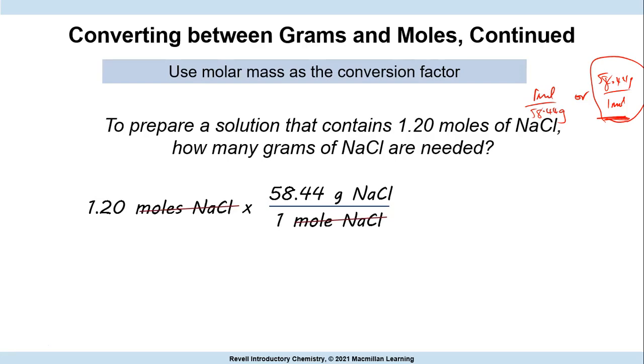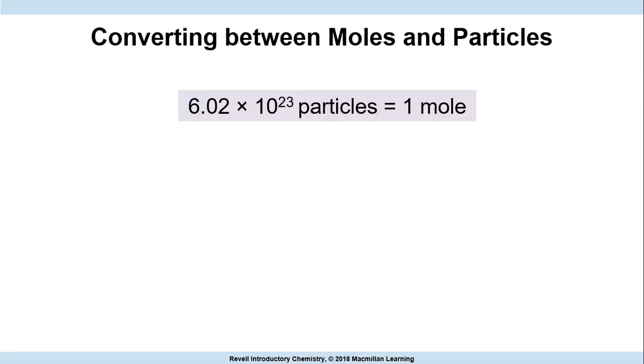So if you multiply that out, you are going to have 70.1 grams of sodium chloride. So in these two examples, we have converted from grams to moles and we have also converted from moles to grams. Make sure you understand how that functions. Now, let's see how we can convert between moles and particles.